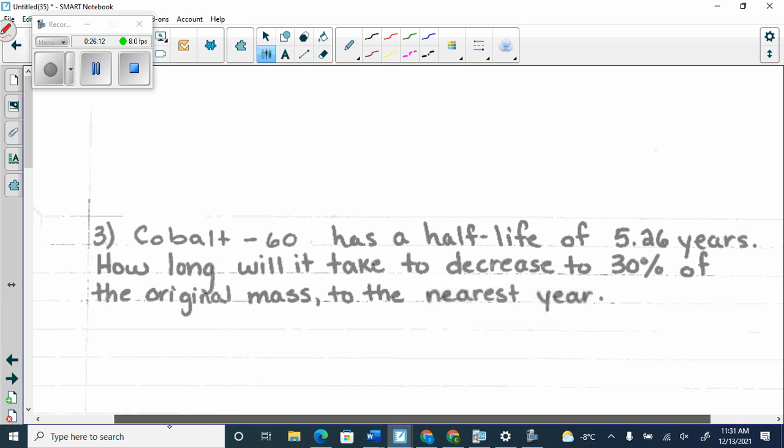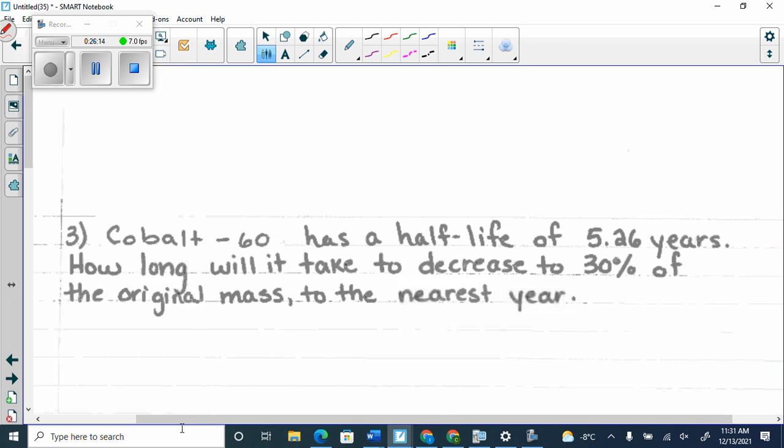This one here says cobalt-60 has a half-life of 5.26 years. I actually researched that, which is kind of crazy. How long will it take? There's lots that have like 80 million year half-lives. So how long will it take to decrease to 30% of the original? This is one of those that I said was a little harder, because they don't give you the original, but it's 30% of the original, so you can pick the original to be whatever you want it to be.